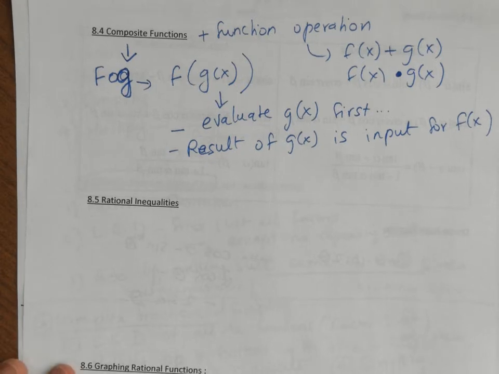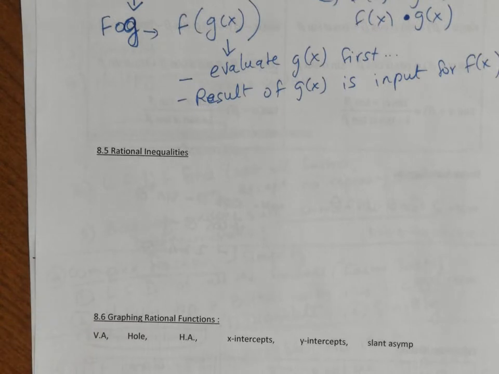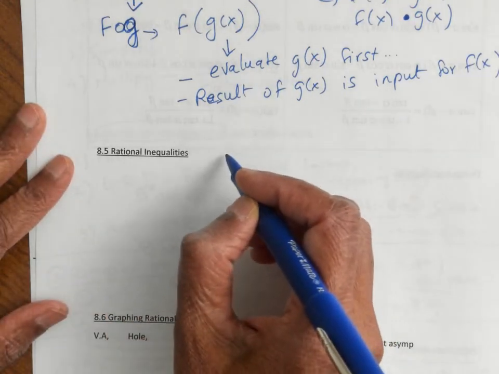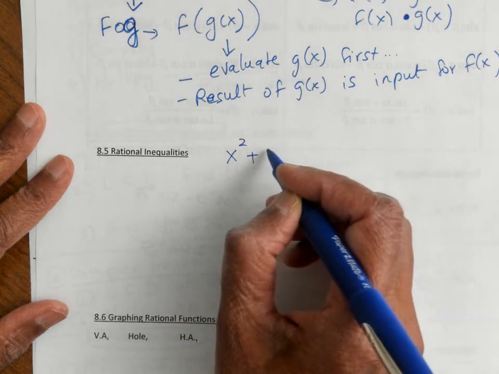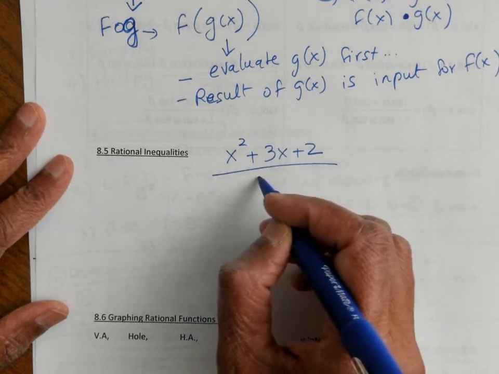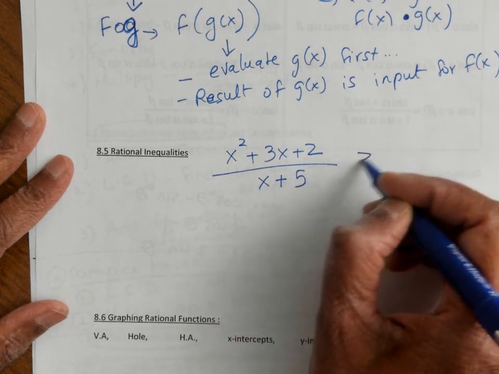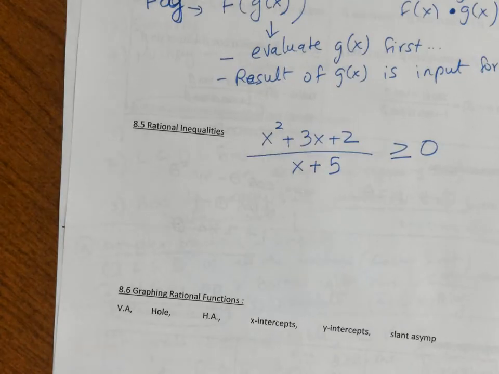Alright. The next section, I'll go to 8.5, was rational inequalities. We first did polynomial inequalities, then we went on to rational inequalities, but the concept is the same. Instead of trying to solve a rational equation, they give you an inequality. So a rational inequality will look like this: x squared plus 3x plus 2 over x plus 5 is greater than or equal to 0. You guys remember this?